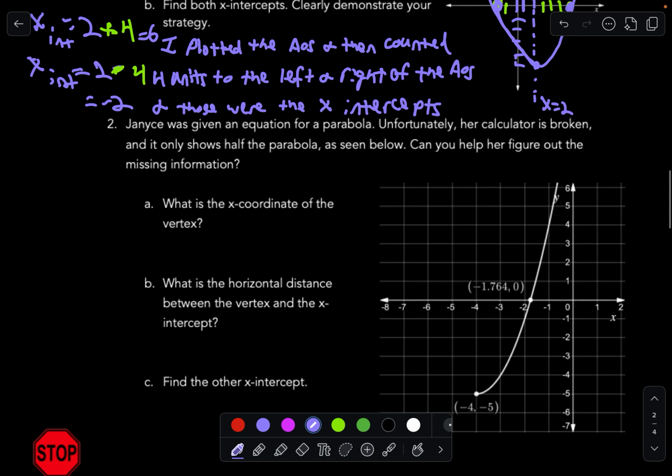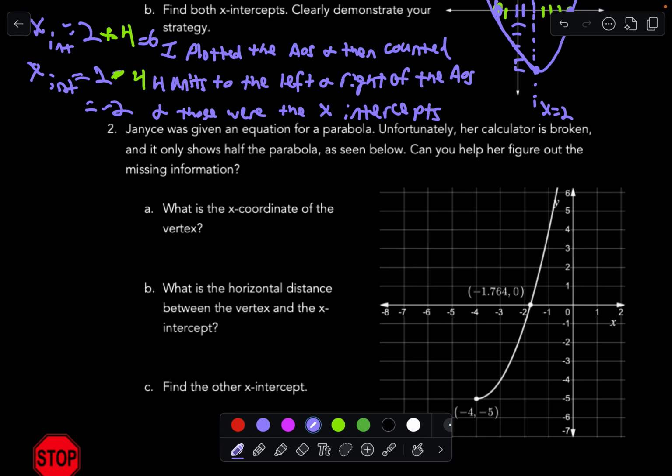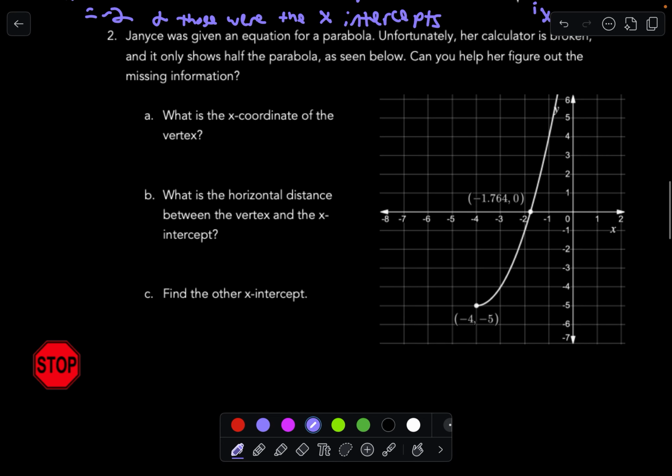Now, on the second part, Janice was given an equation for a parabola. Unfortunately, her calculator is broken, and it only shows half the parabola when she graphs it, as seen below. Can you help her figure out the missing information? What is the x-coordinate of the vertex? Well, here is your axis of symmetry. So the x-coordinate of the vertex is x equals -4.